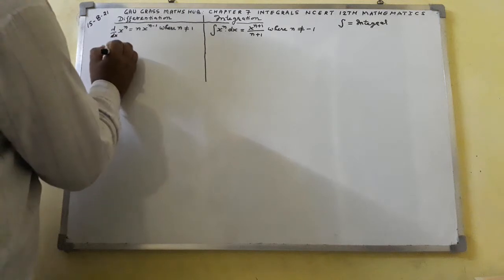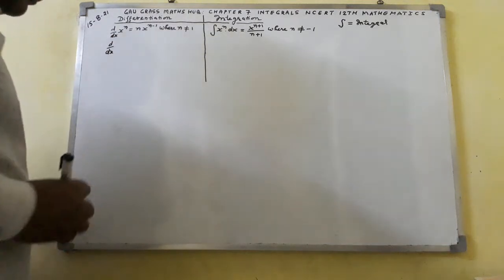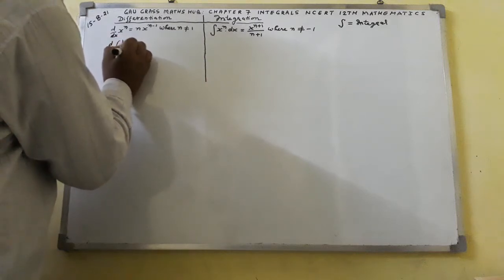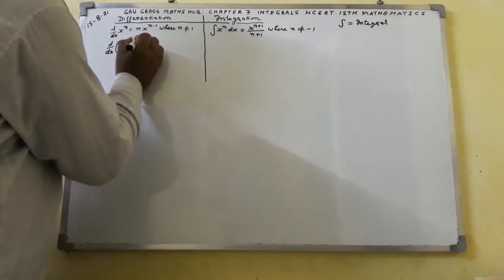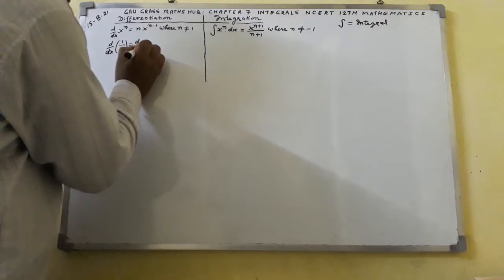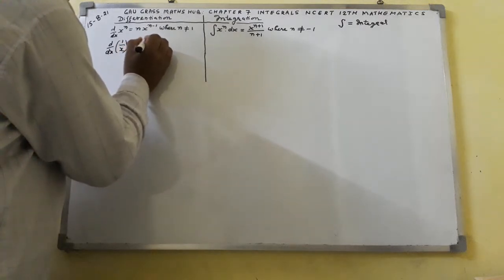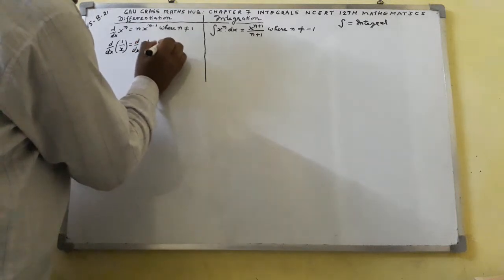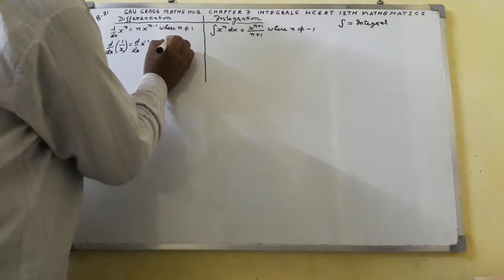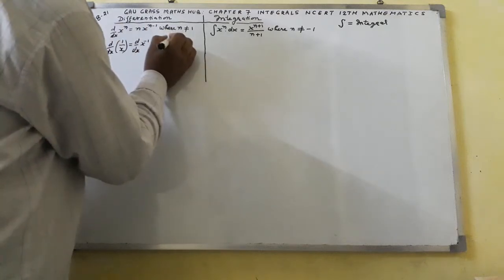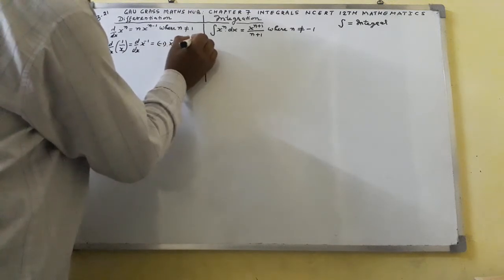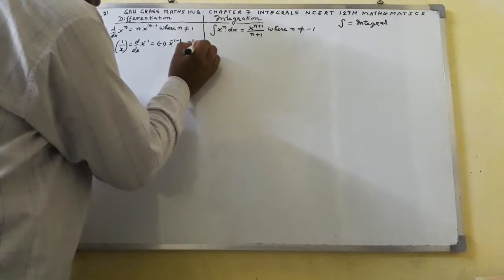d over dx of 1 over x equal to d over dx of x raised to the power minus 1 equal to minus 1, I shall write in bracket, dot x raised to the power n is minus 1 minus 1. You will get here minus 1 over x square.